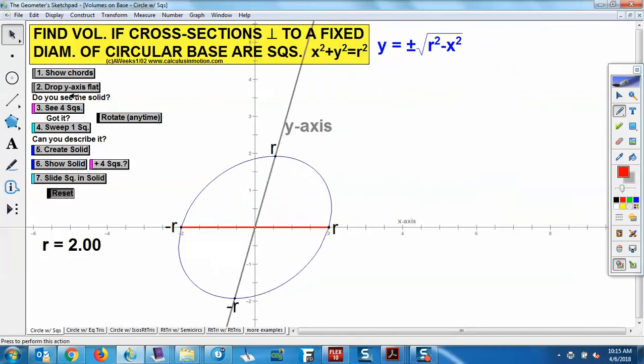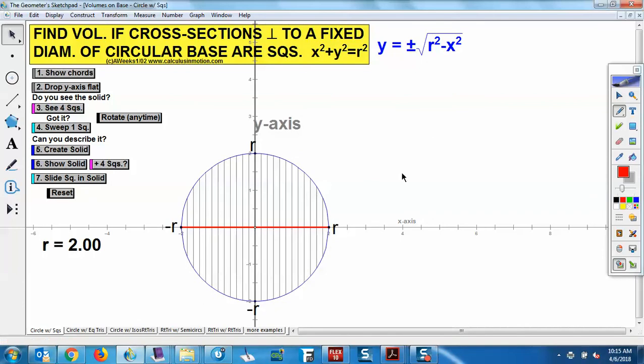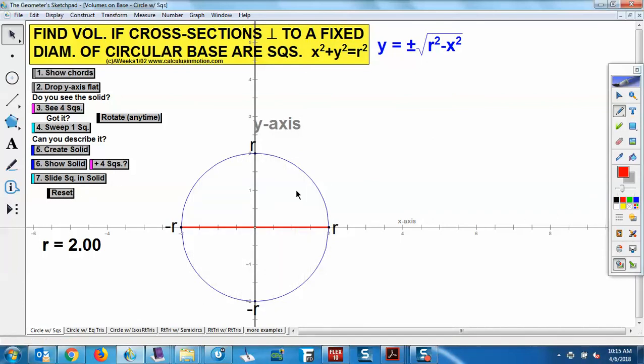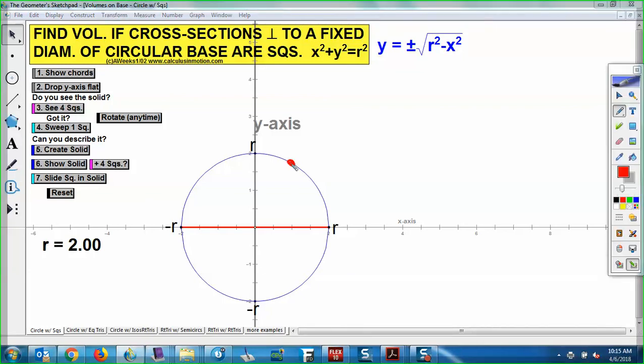Reset, there we go. Okay. So if I draw in a strip perpendicular to the x-axis, just imagine this is a square. So boom, coming up off the page is a square. That's what we got. Coming up off the page is a square, where this is one side of the square. Here's a square coming up off the page.